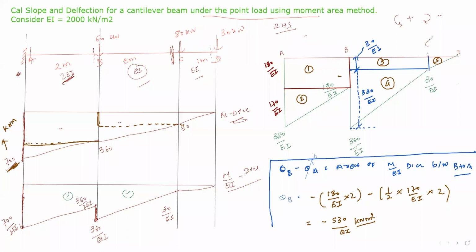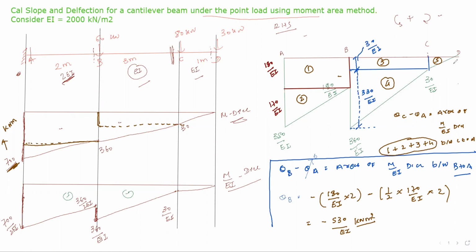Same way, find the slope at point C. What will we do? The equation is theta C minus theta A equals moment of area of M by EI diagram between C to A. Everybody with me? To find theta C minus theta A, what will we do? Area of M by EI diagram between C to A. That means area number 1 plus area number 2 plus area number 3 plus area number 4. Yes or no? Area number 5 will not come. Is it clear, students? Please confirm me.